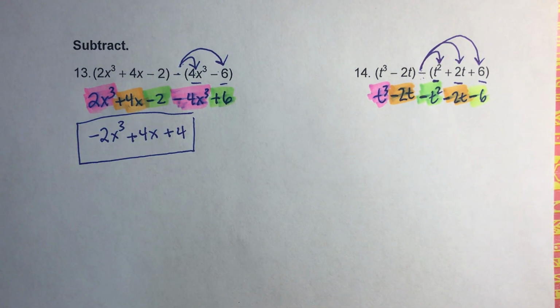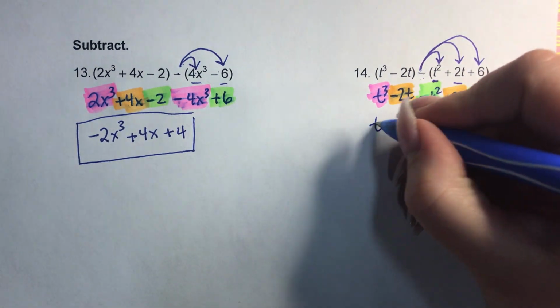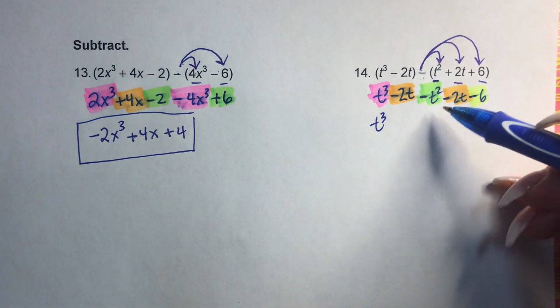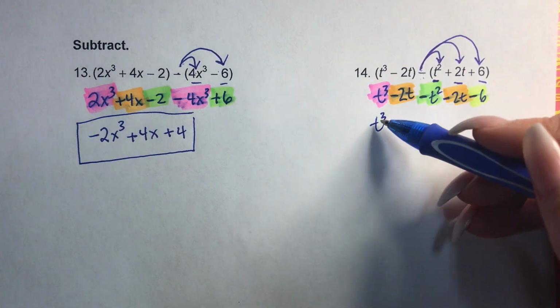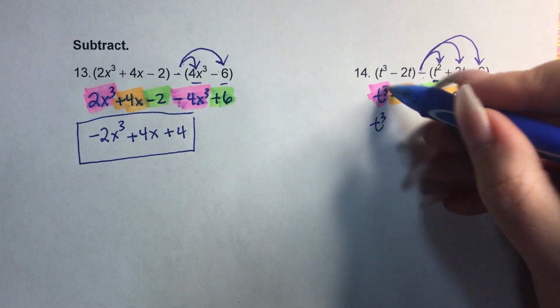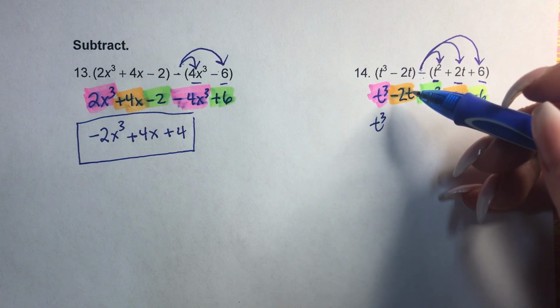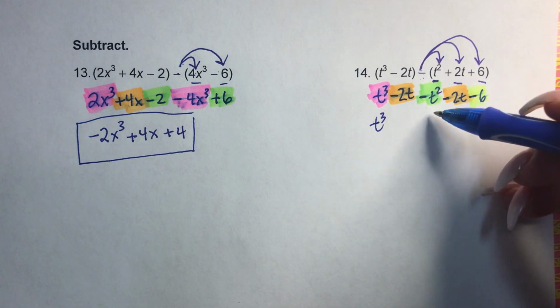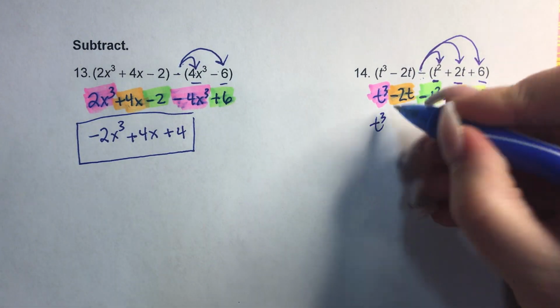Okay, now we combine them. So we're going to start with the highest degree. T cubed, there's only one term that has t cubed, so there's really nothing to combine, so we just write it. The same is true with t squared. There's only one term, so we just write it.